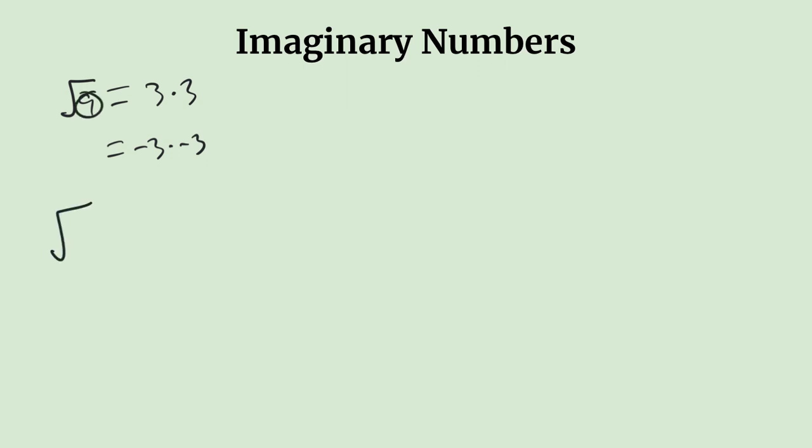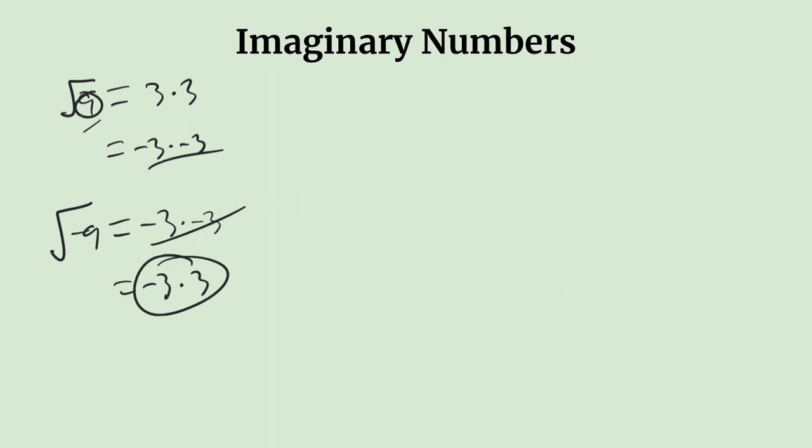But then if I ask you to find the square root of negative 9, well, you might say, do negative 3 times negative 3, but we already did that. We know it equals 9. Okay, that doesn't work. Well, then what about negative 3 times 3? Those are different numbers. So the square root of negative 9 with our number system isn't possible.